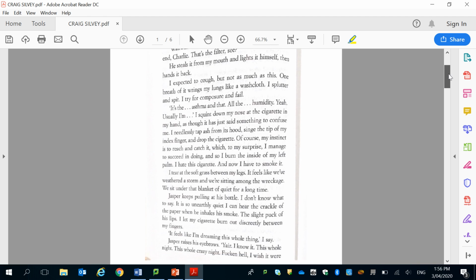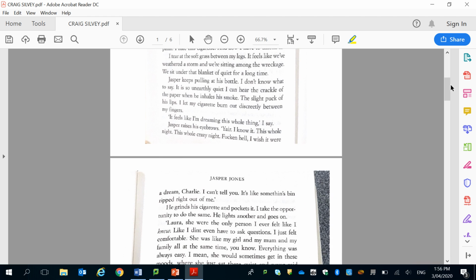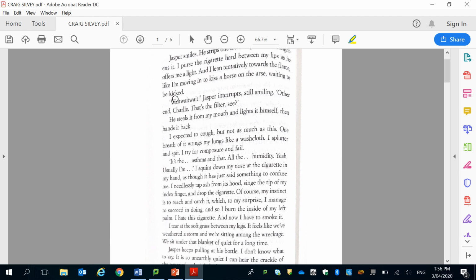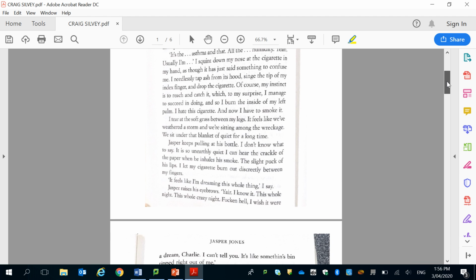I should have moved the page a little bit further down. Alright, so let's have a look here at the passages of dialogue that belong to Jasper. We've got one further up, a very short one, where Jasper notices that Charlie is lighting the cigarette on the wrong end. He tells him to wait and then relights the cigarette for him. But we've got a more extensive pattern of dialogue down here. So Jasper says, yeah, I know it.